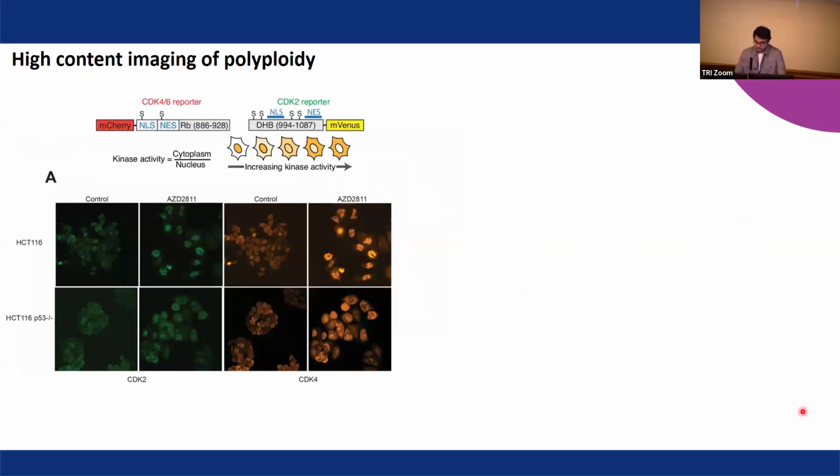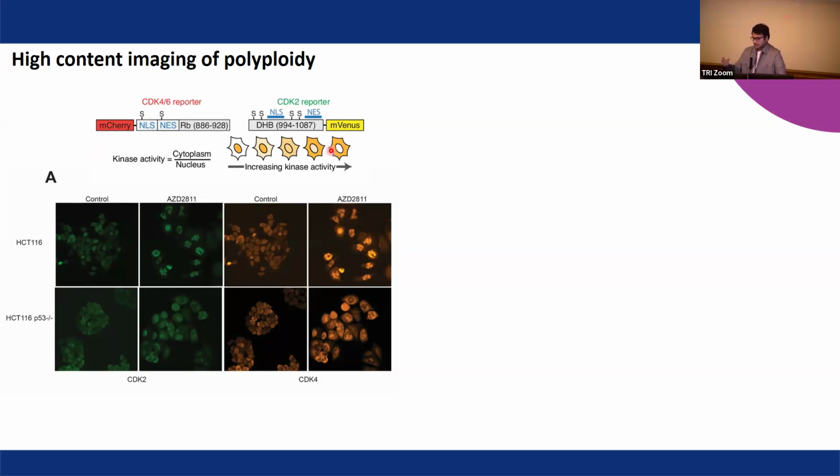Another way that I've used this is, in collaboration with Matthew Jones's lab at the Frazer Institute, we work with these CDK4/6 and CDK2 reporter systems that were developed in Tobias Meyer's lab in the US. Basically the way that these work is that when these reporters are phosphorylated by their targets, CDK2 or CDK4, they get translocated into the cytoplasm, and then we can estimate the kinase activity based on the cytoplasm to nucleus ratio.